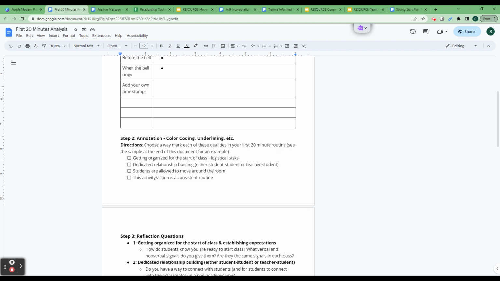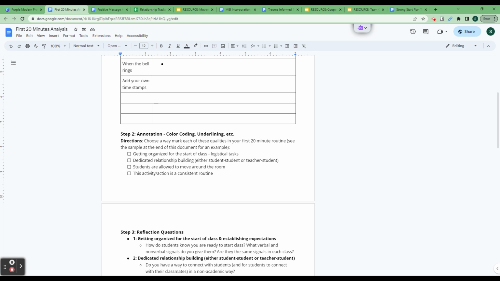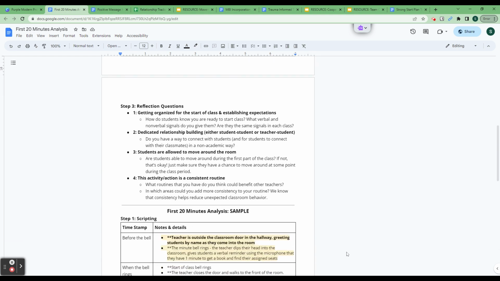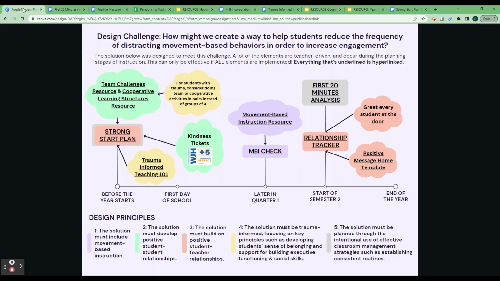Are they helping you get organized? Are they helping you build relationships? Is there time for kids to move during this time? And then there are some reflection questions that might help you think about how you could use that time more effectively to establish expectations, to build relationships, and to do a lot of these things that will help address the design challenge.